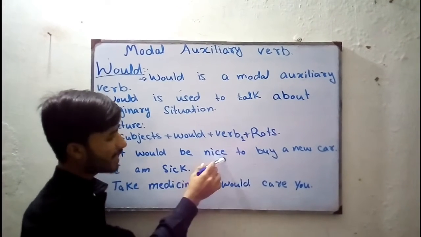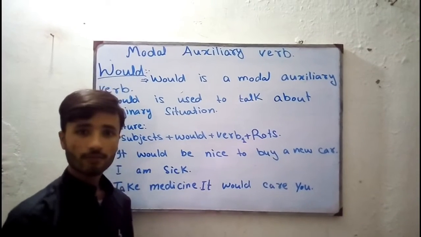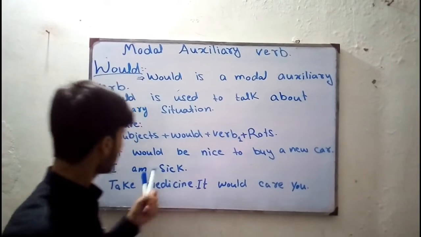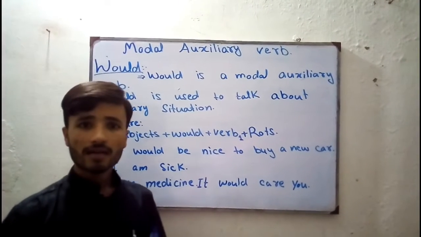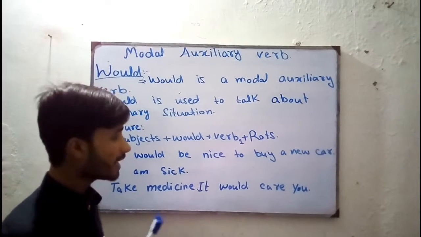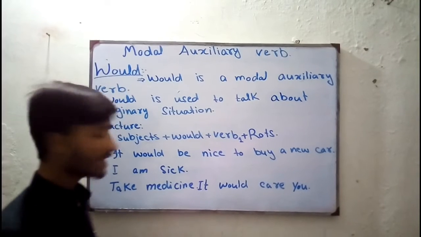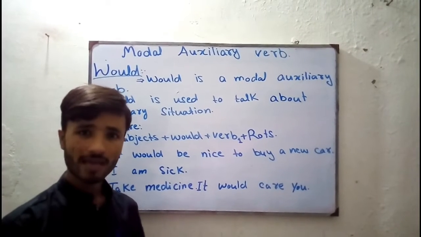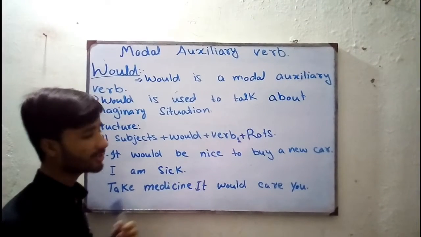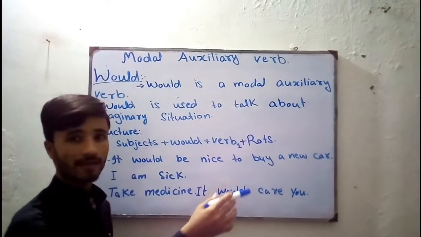It would be nice to buy a new car. What does it mean? This example means that I imagine that it is impossible for me to buy a new car, but I am just imagining. I cannot buy a new car. I am not able to buy a new car, but I am just imagining. It would be nice to buy a new car.